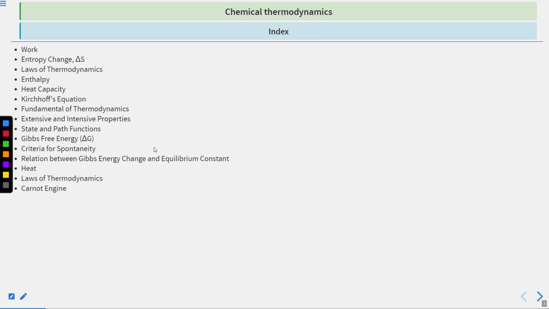So this is our index slide, in which we have the topics we have to study: extensive and intensive properties, then state and path functions, Gibbs free energy, criteria for spontaneity, relationship between Gibbs energy change and equilibrium constant, heat, laws of thermodynamics, and last, the Carnot engine.